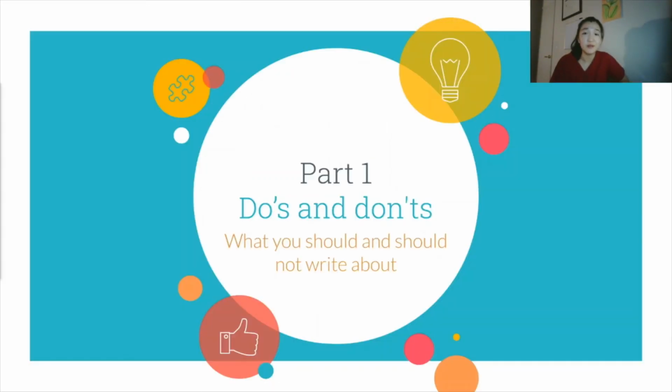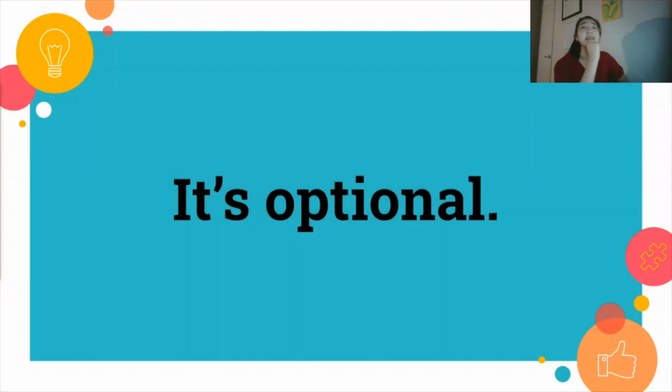So part 1, the do's and don'ts, what you should and should not write about. I'll cover exactly what you probably shouldn't include in the additional information section and also what you should include. The most important thing to remember about the additional information section is that it is optional. If you leave this section blank, that does not necessarily mean you will not get into college. And if you fill out this section, that does not necessarily guarantee you admission into college or even increase your chances. Again, only use this section if you need to.